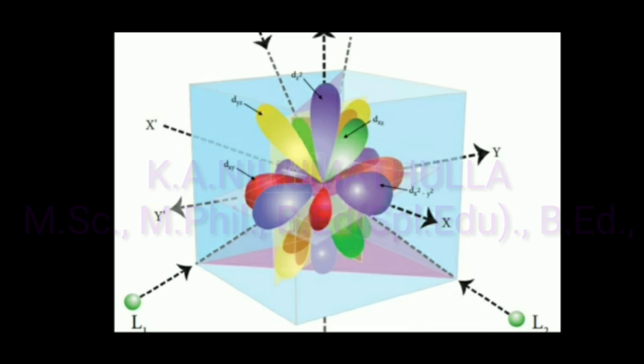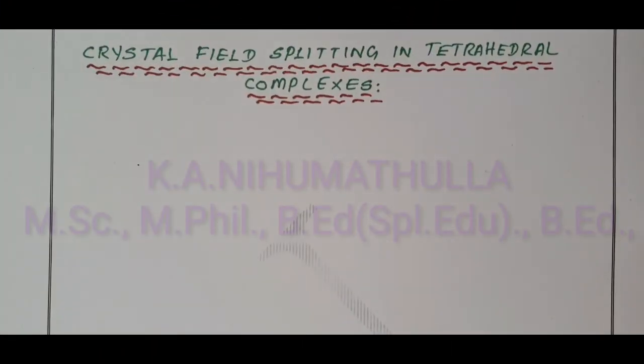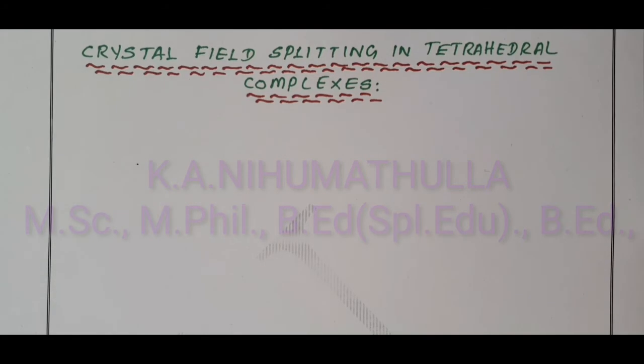That is the relationship between delta T and delta O. Now, what we are going to discuss? We are going to discuss the crystal field splitting in tetrahedral field. We are going to discuss the crystal field splitting in tetrahedral complexes.